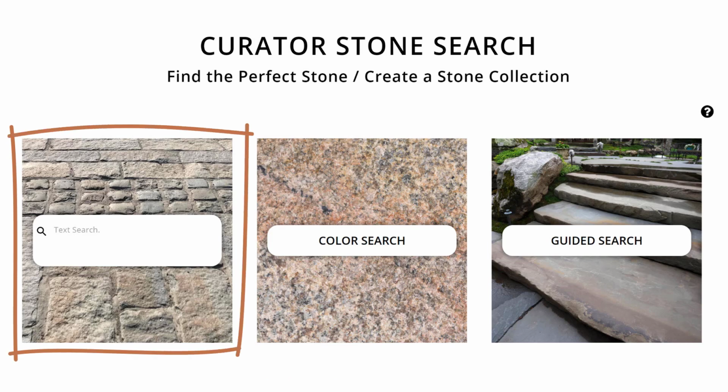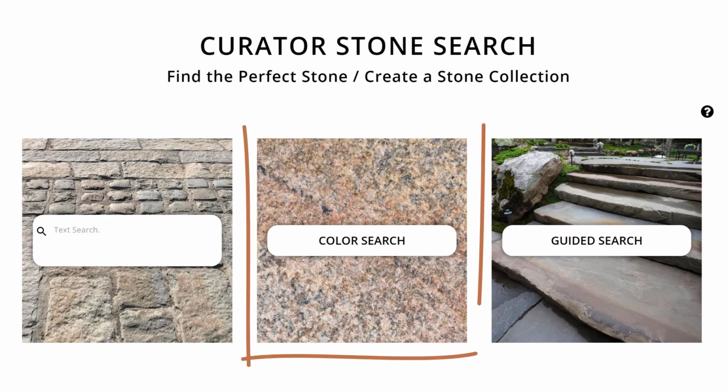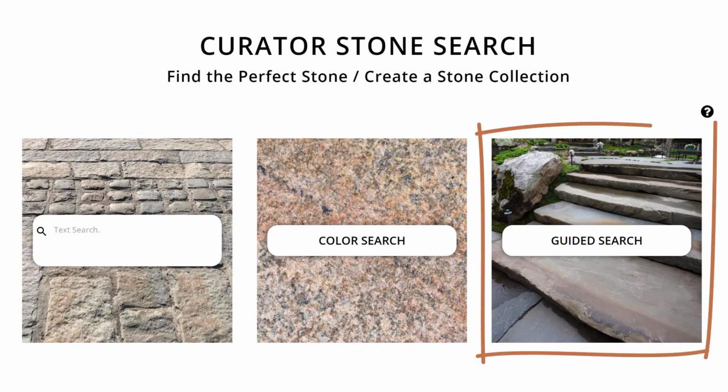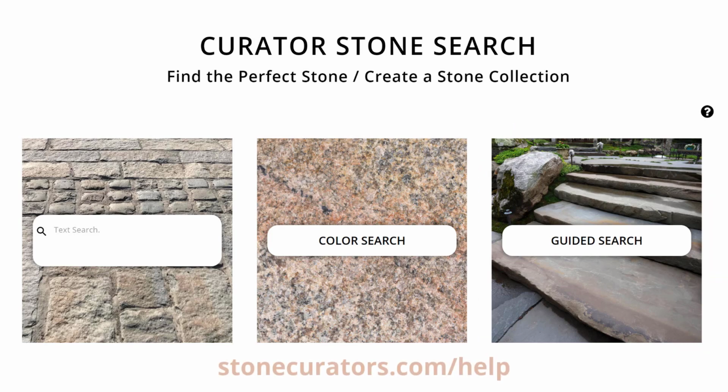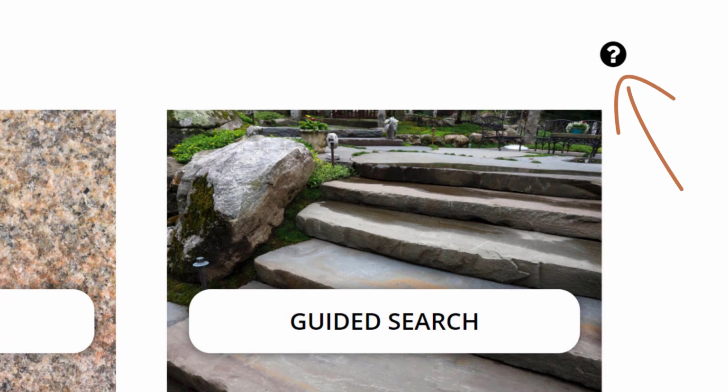Text search, where you can enter any part of a product name, a product number, or a text phrase describing what you're looking for. Color search, if you just want to focus on the color of the stone. Guided search, this lets you search based on the stone's intended use, its color, its surface roughness, and/or the stone's origin. A video tutorial and step-by-step instructions for performing stone searches are available at stonecurators.com/help. You can also access a search by clicking on the question mark icon on the upper right.